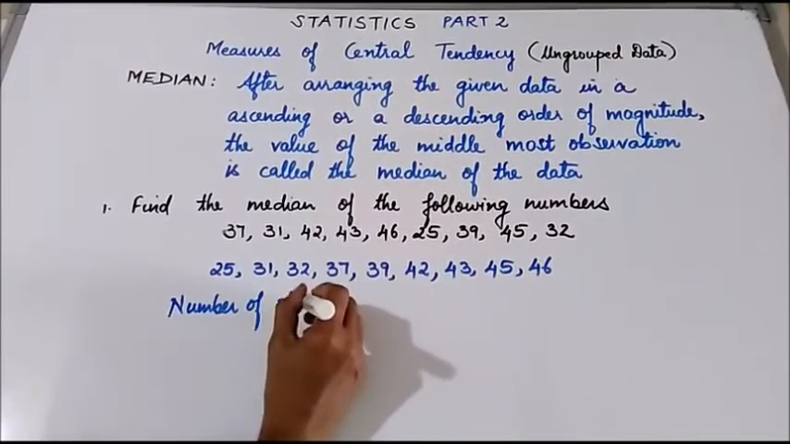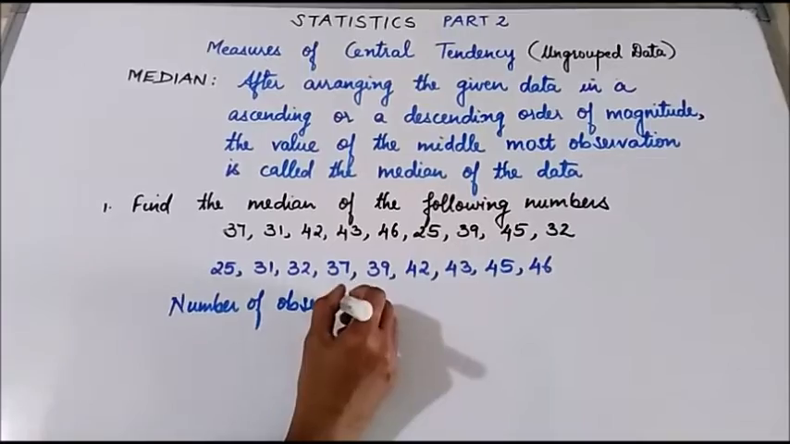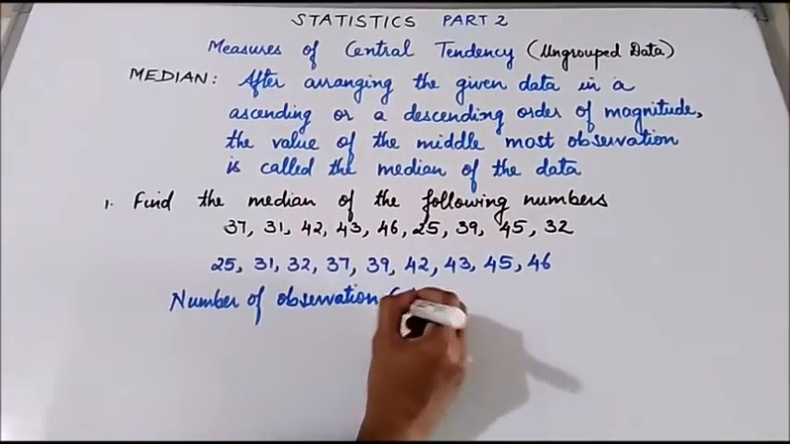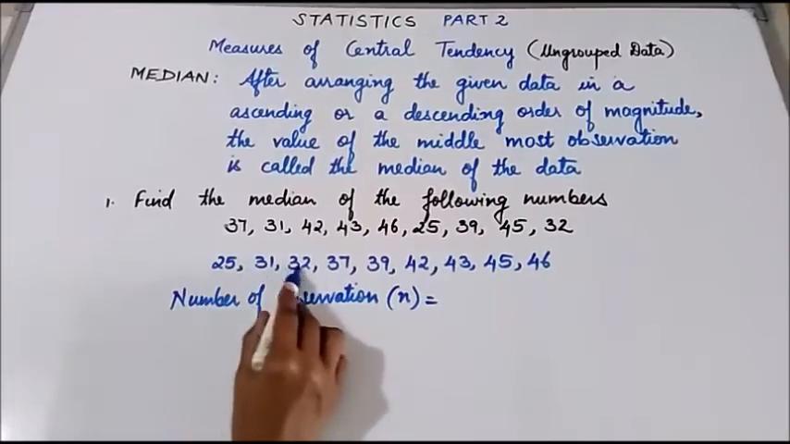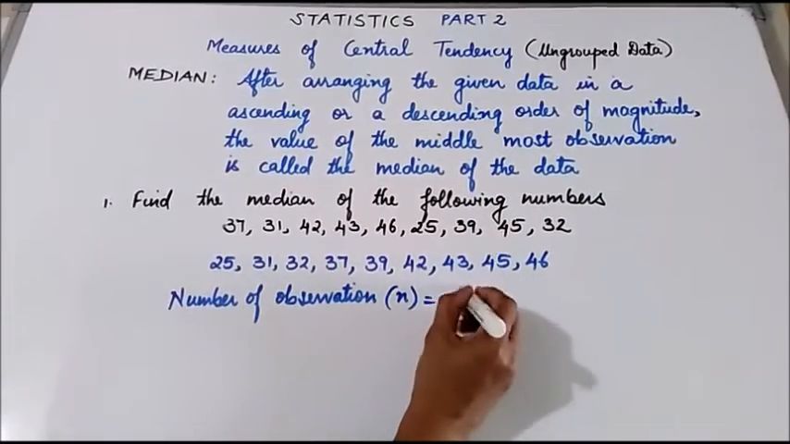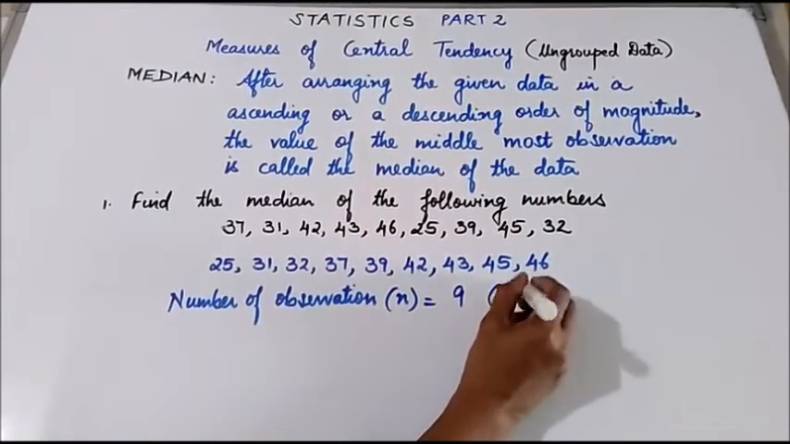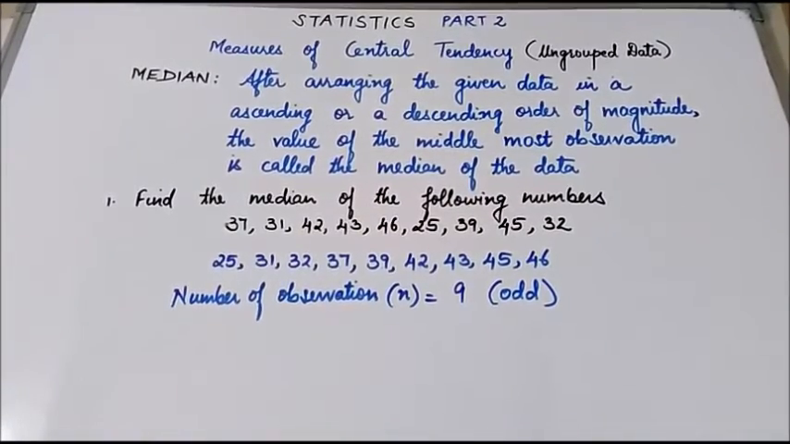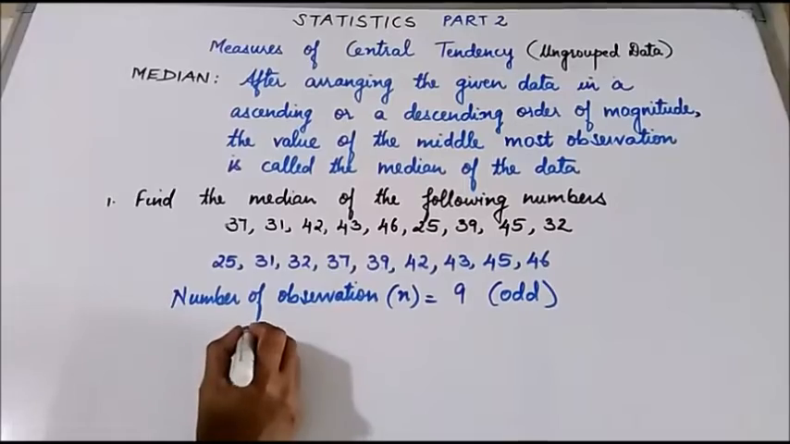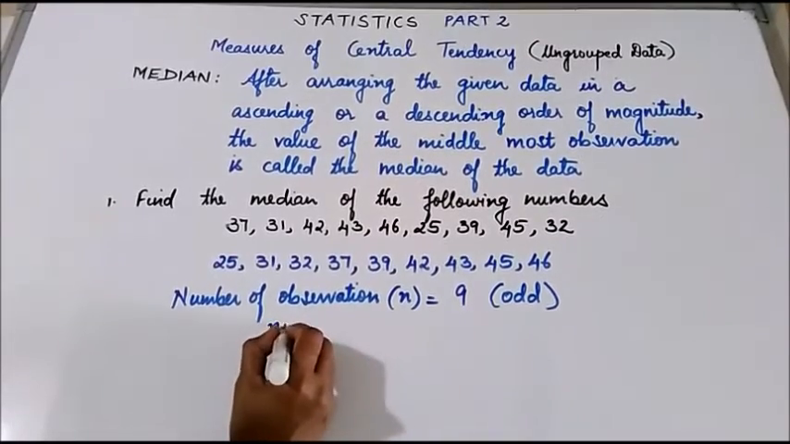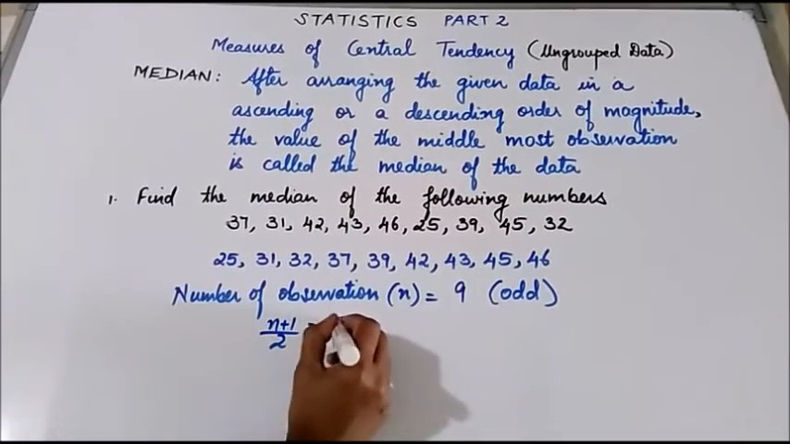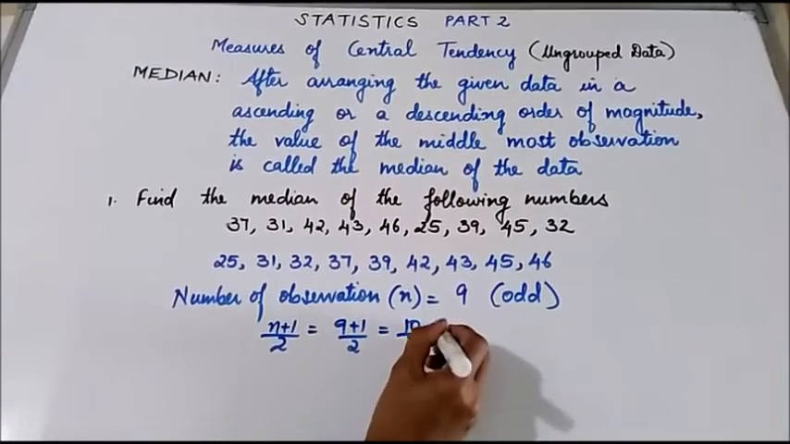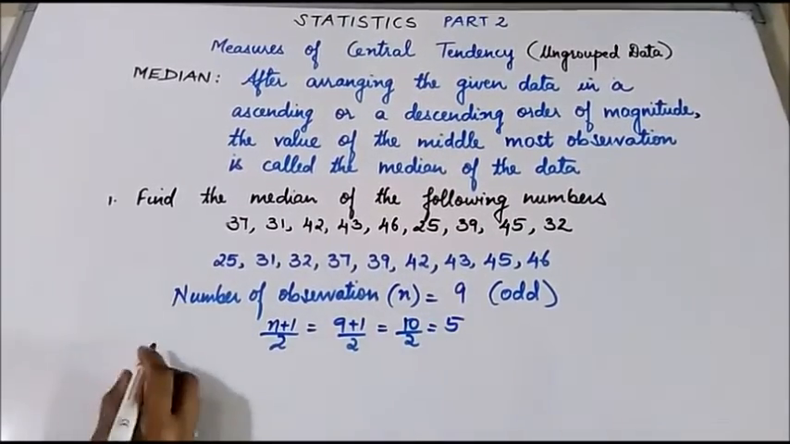Number of observations, that is n is equal to, we got 1, 2, 3, 4, 5, 6, 7, 8, 9. 9 is an odd number. So there will be only one value in the middle. Now how do we find that position? We write here n plus 1 divided by 2. That is 9 plus 1 divided by 2. This gives us 10 divided by 2 equal to 5.